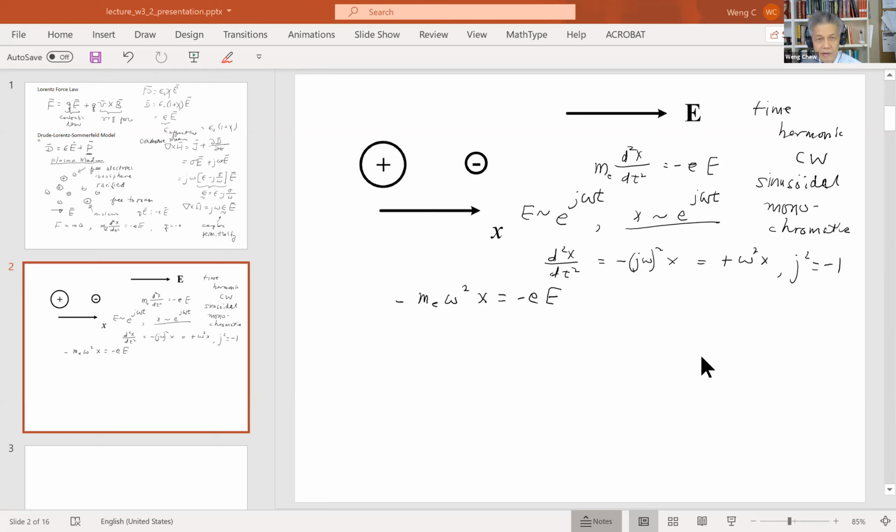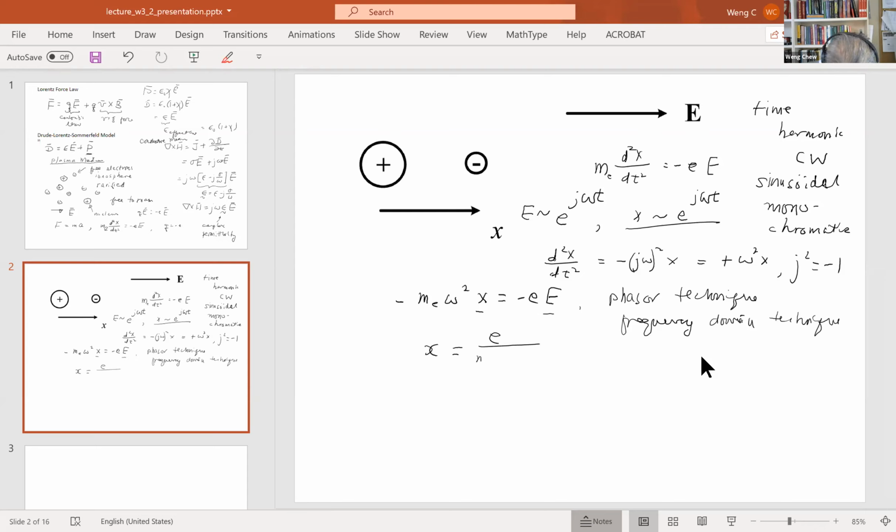Okay. So this is using what we call the phasor technique or frequency domain technique. We assume that everything is sinusoidal. And these are now actually supposedly complex numbers, but we usually don't denote them. It's understood, okay? Then you can solve for the X phasor, which will be given by e over m_e omega square times E. So this electron now is polarized. It is at a distance X from the nucleus, and the dipole moment is minus eX. This is a dipole moment.